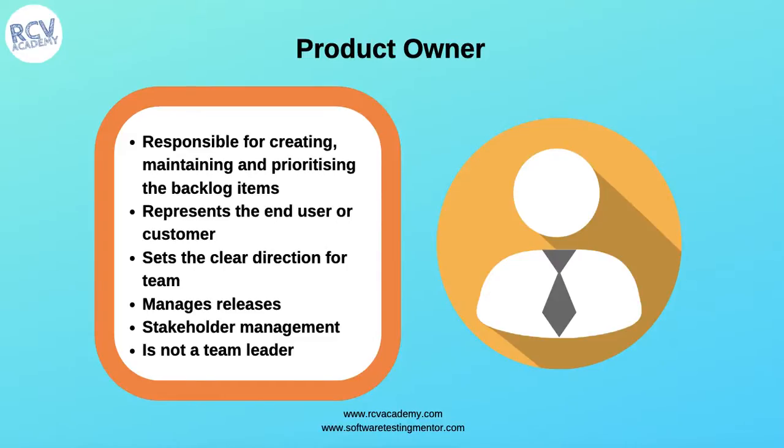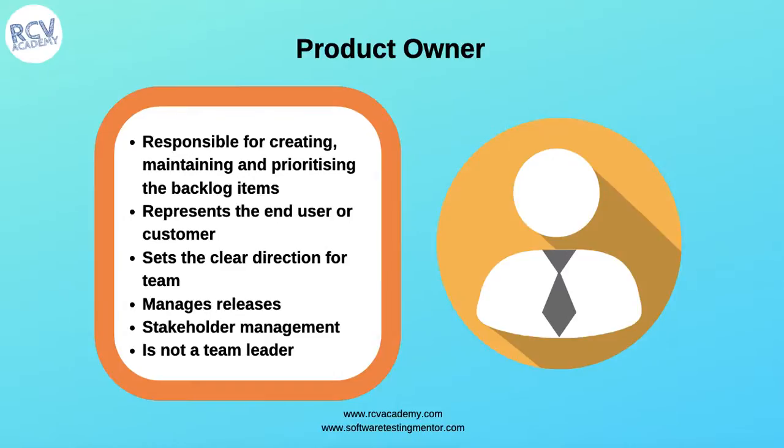Product owner also sets the clear direction for the team. So the product owner sets the clear direction of what the team is supposed to work on and in which particular order, because he owns the product backlog. He knows the backlog items, he maintains the backlog items, and he prioritizes. So he knows what needs to go in the first, second, and third releases based on the direction that he sets.